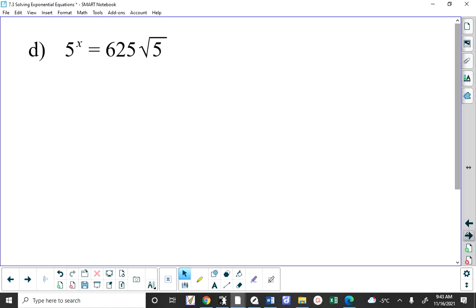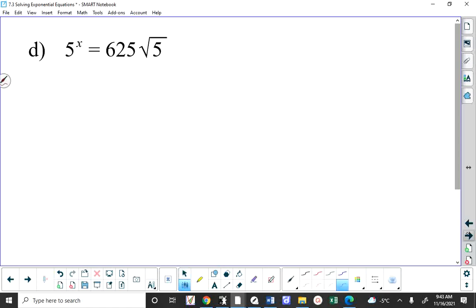Let's try this one. 5 to the x equals 625 root 5. To me, it's obvious. The common base, if there is one, has to be 5. Because on the left-hand side the base is 5, there's no other way to write 5. I can't write 5 as something squared or something cubed. Not without introducing fractional exponents.